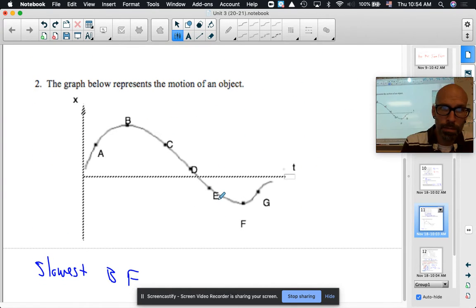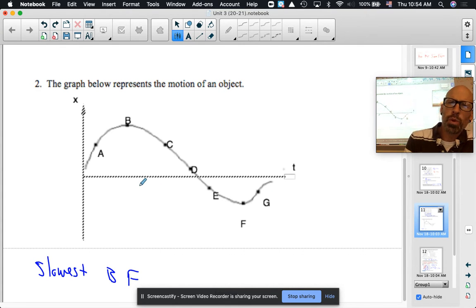All right, now this one. Question 2. You were supposed to answer a few questions. I think it was, when is the object moving slowest? That would be B and F, because the steepness at B is 0. The tangent to the curve is horizontal. The tangent to the curve here is horizontal.